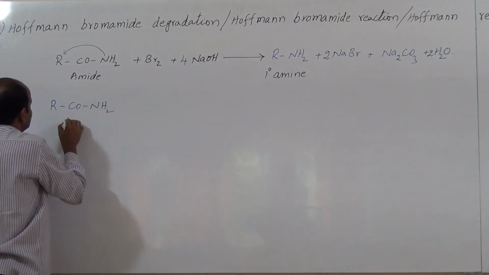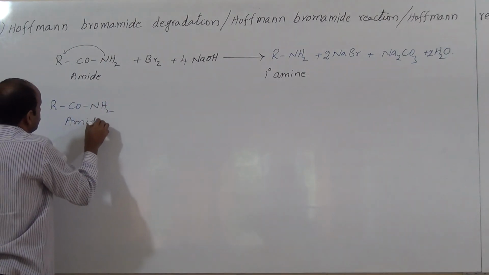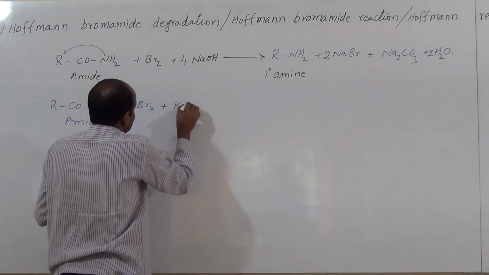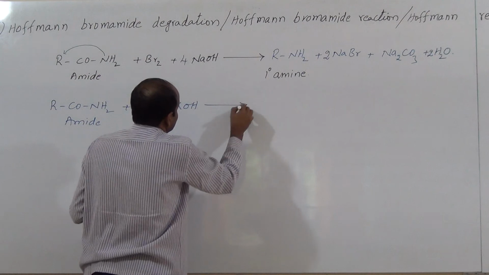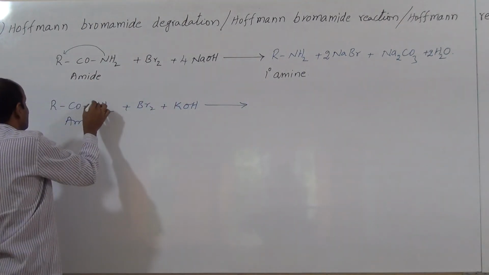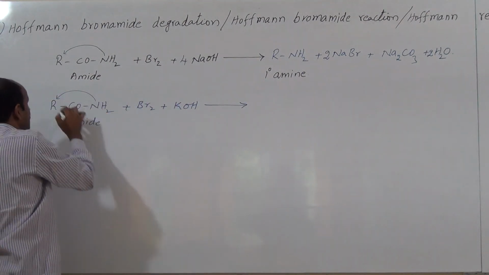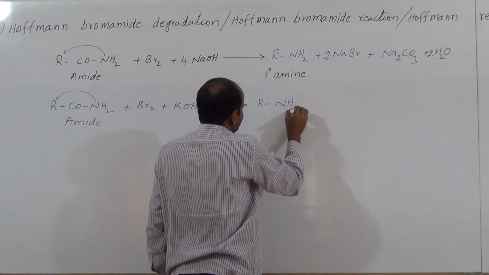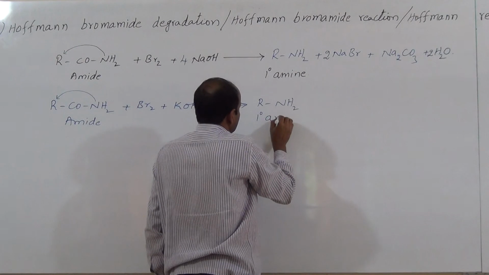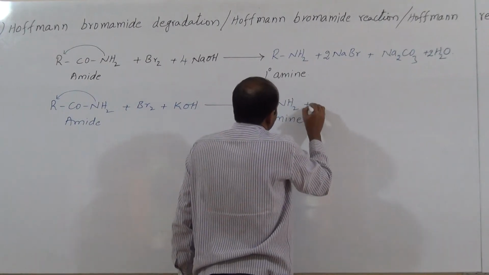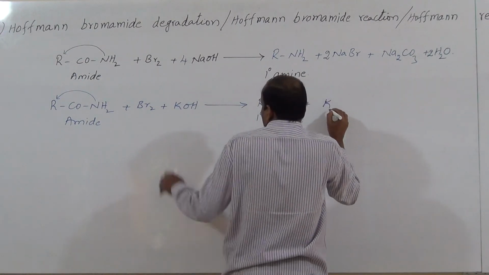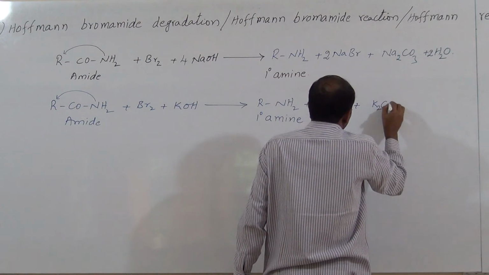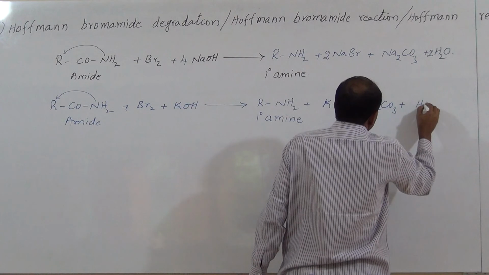RCONH2, this is amide, which reacts with bromine in the presence of potassium hydroxide. Then here also this NH2 group is directly attached to the alkyl group. Thus we get RNH2, that is primary amine, and potassium and Br combined together are removed as KBr, and potassium carbonate and water.